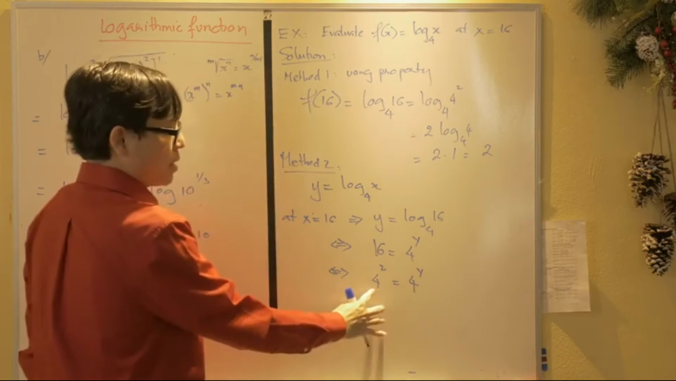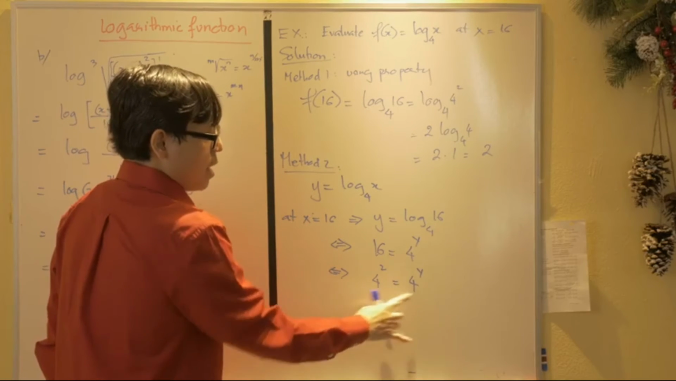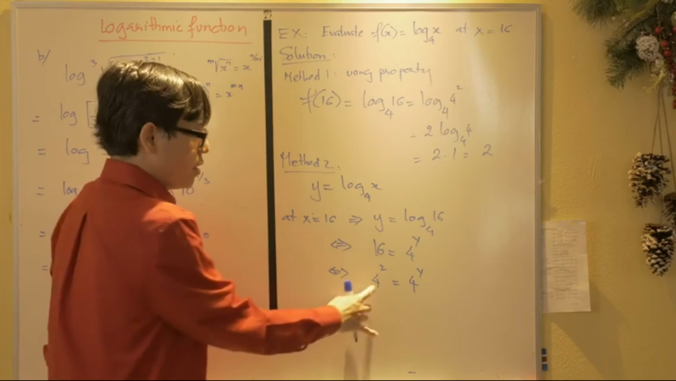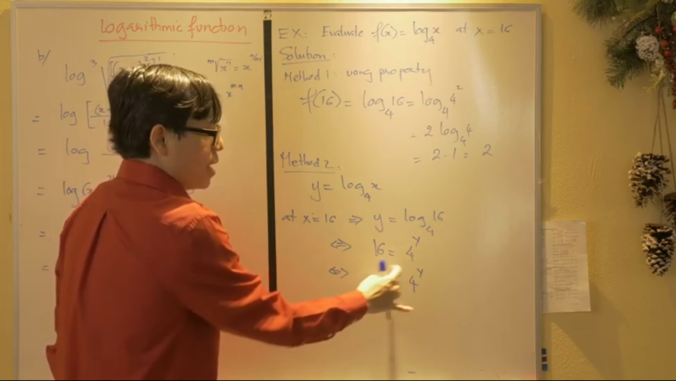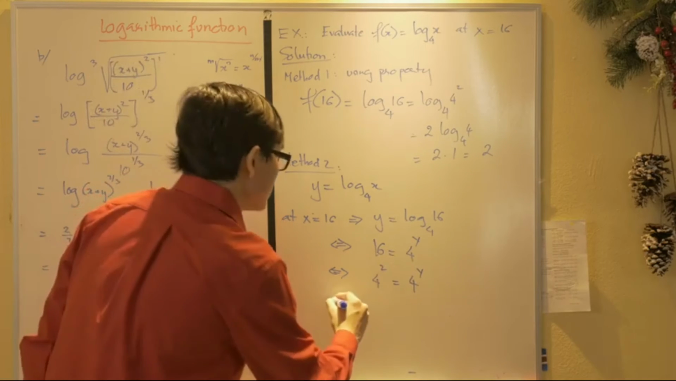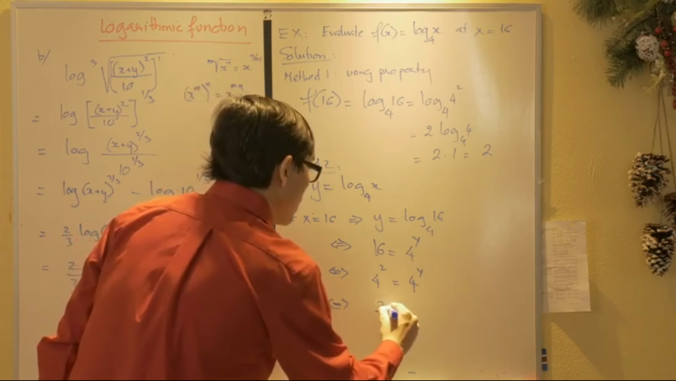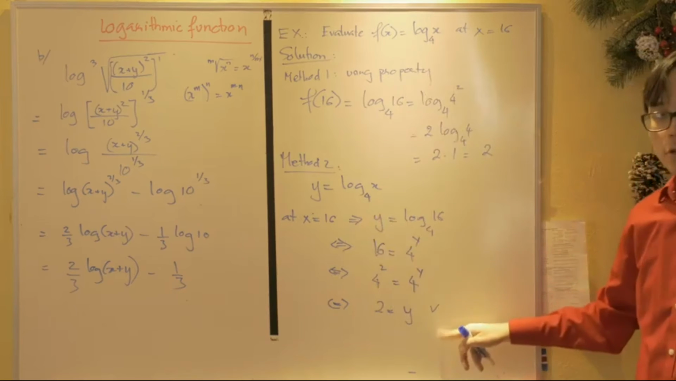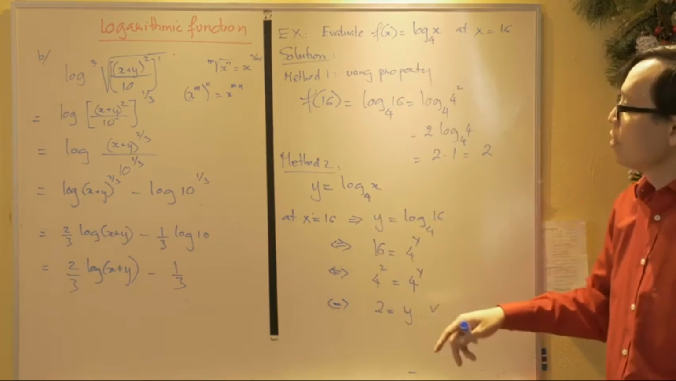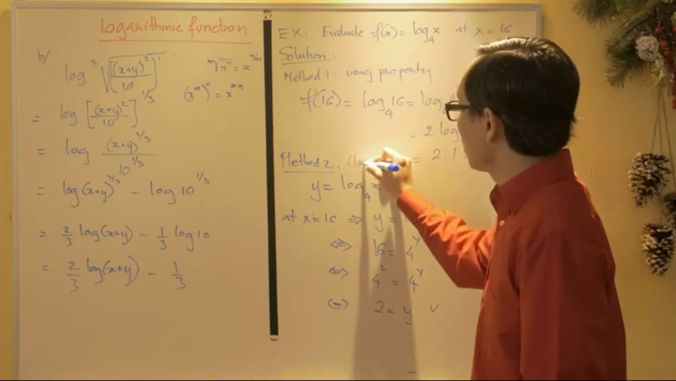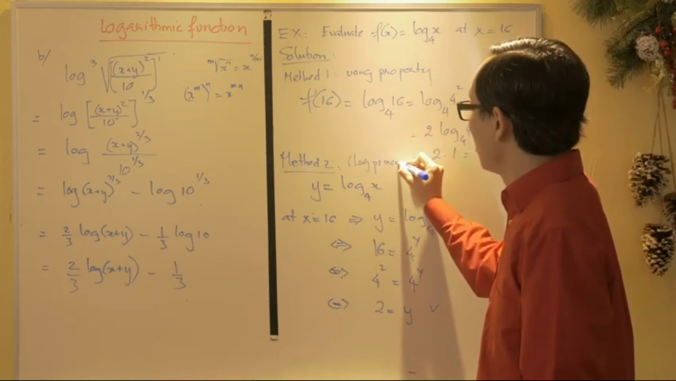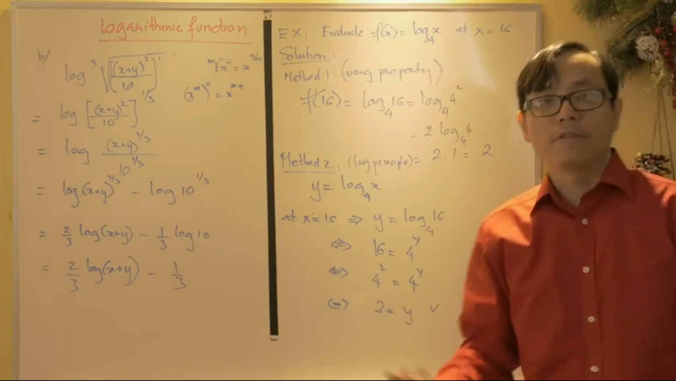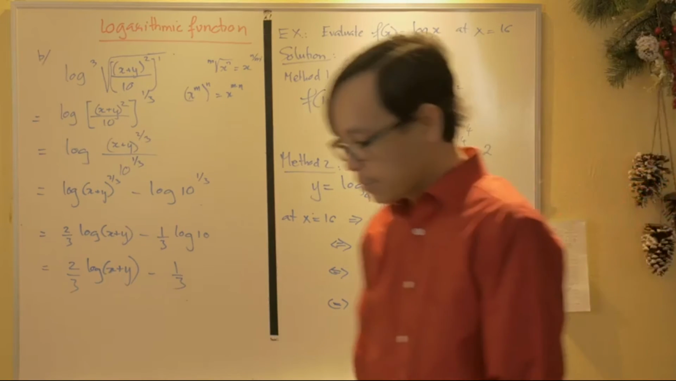Now you see that the base is the same. You remember the equivalence property when we learned how to solve exponential equations? If the base is the same, we can set the exponents equal. So 2 equals y. And you see that it's the same. So you can use the log principle, or you can use the properties in order to evaluate the log function at a certain value.